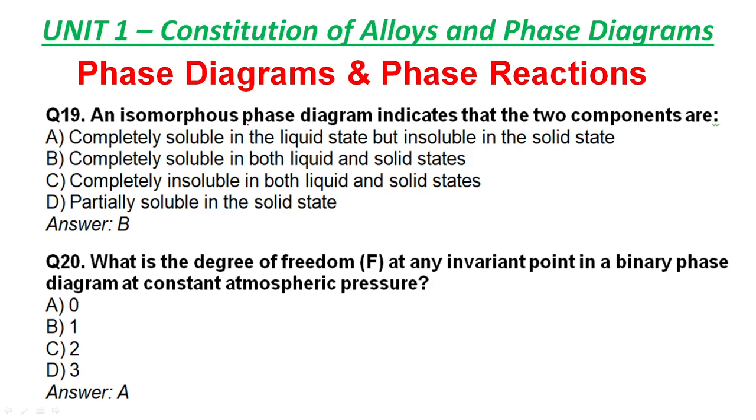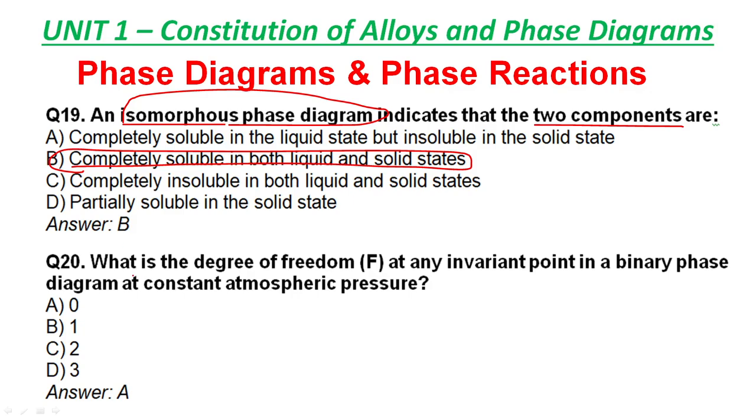The first question. An isomorphous phase diagram indicates that the two components are: option A, completely soluble in liquid state but insoluble in solid state; option B, completely soluble in both liquid and solid state; option C, completely insoluble in both liquid and solid state; option D, partially soluble in the solid state. An isomorphous phase diagram means the components are completely soluble in both liquid and solid state. B is the correct answer.